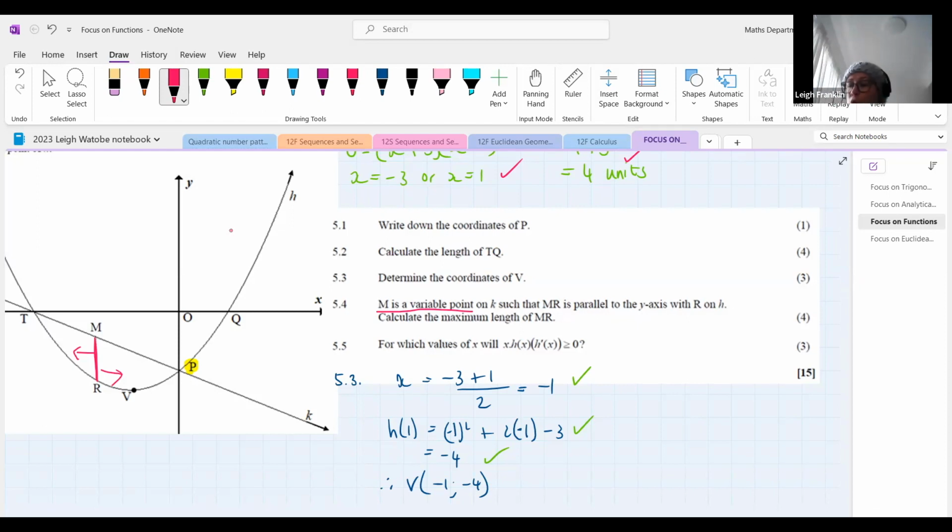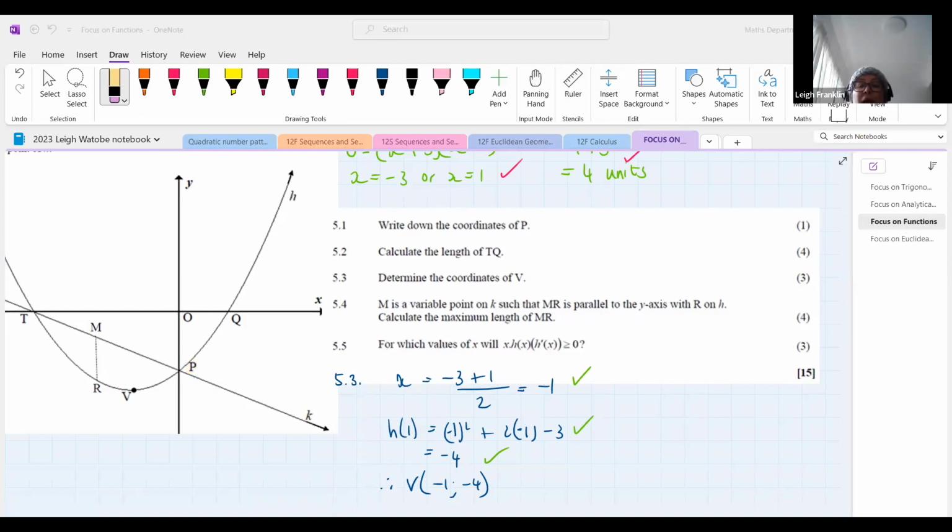So what they're asking us for here is, what is the length of MR when it's the longest it can possibly be between points T and P? Does that make sense? Okay, so what is the longest MR can ever be between point T and point P? That's what they're asking us in this case. Okay, the maximum length of MR.